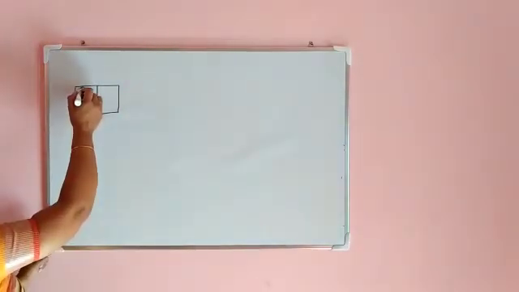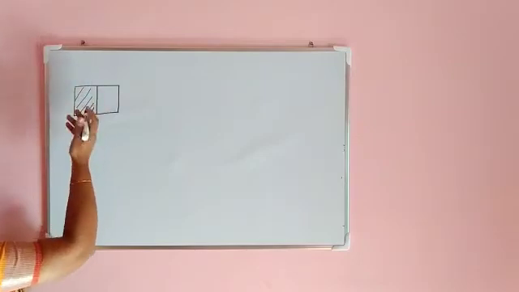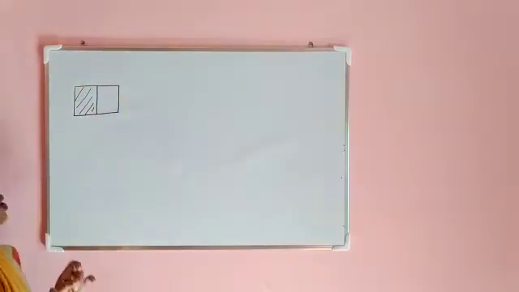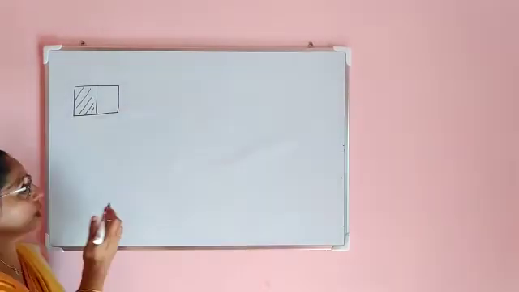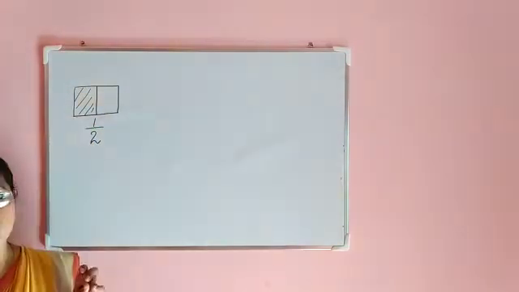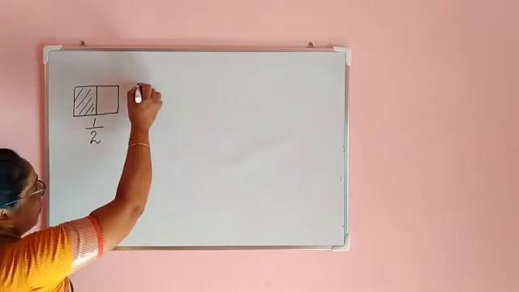Okay, and one part is being taken out. I have taken out one part. This shaded part shows I have taken out one part. So what is the fraction of the shaded part? You already learned it. Okay, the fraction of the shaded part is 1 by 2. Clear?